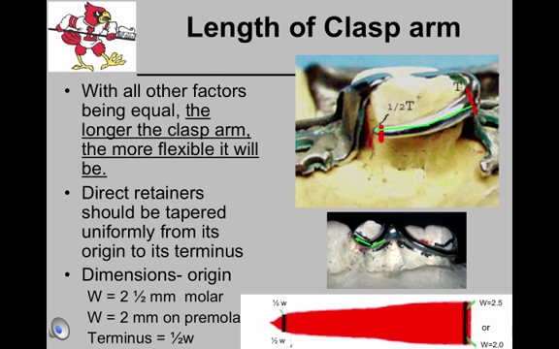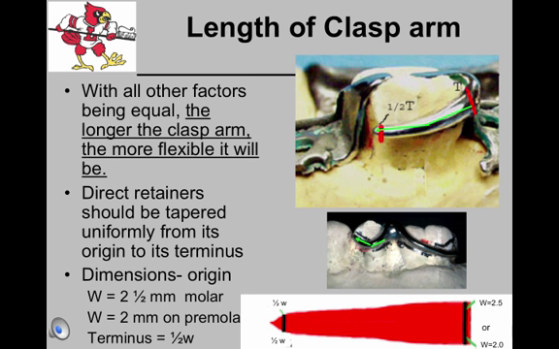The flexibility of a clasp arm increases as the length increases. With all other factors being equal, the longer the clasp arm, the more flexible it will be. There's a formula in your Stewart's text that gives you a mathematical explanation of the relationship of the length of the clasp arm to its flexibility. But in short, the flexibility is directly proportional to the cube of its length. By increasing the length, the horizontal forces imparted to the abutment tooth are reduced when that arm flexes over the height of contour into the undercut.